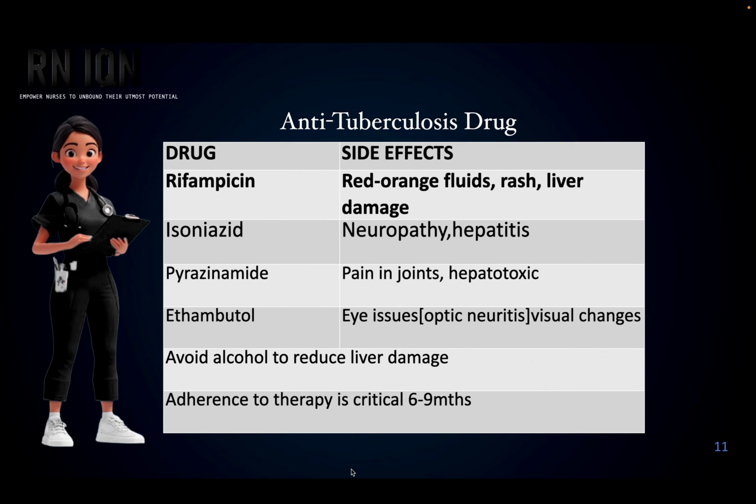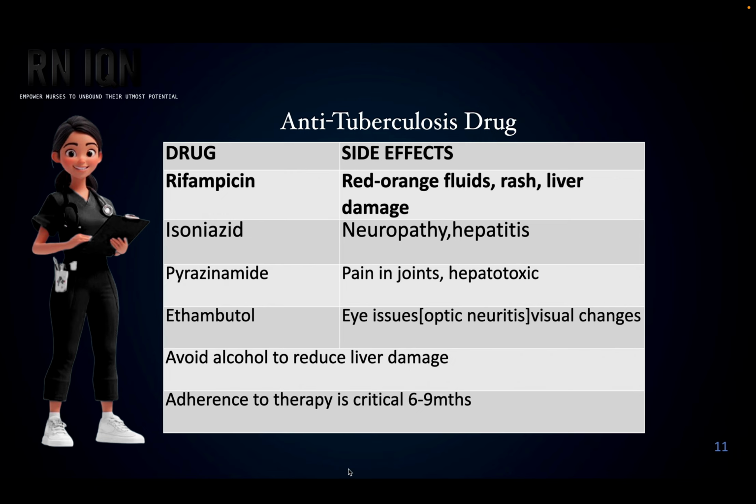And the major side effect which we can see is orange red discoloration of the body fluids like urine, sweat, saliva, tears. It is harmless but alarming to the patient. Isoniazid is another drug for tuberculosis treatment. It mainly produces some kind of side effects like peripheral neuropathy, that is tingling or numbness in the hands as well as in the feet, and it may produce hepatotoxicity.